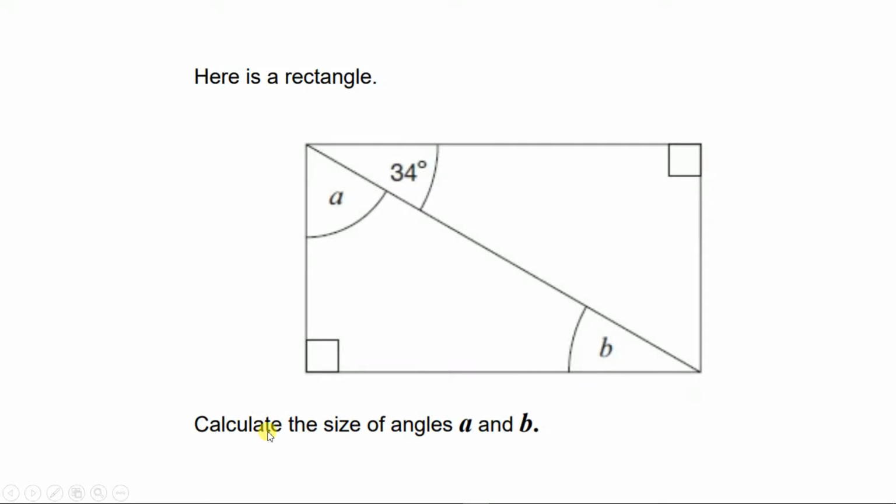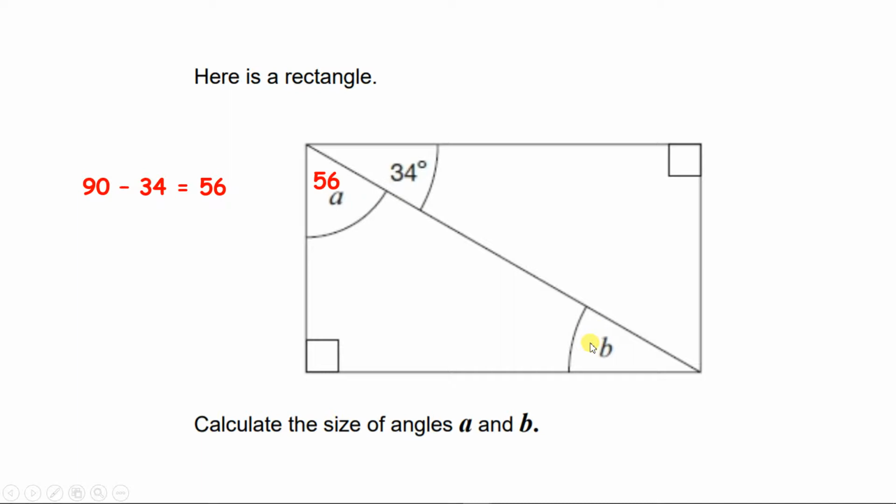So here we need to calculate the size of angles A and B. Now you might notice that angle A is part of a right angle, because in rectangles the corners are always right angles, always 90 degrees. And if we know that one of the angles is 34, we can work out the other one by subtracting it from 90. So 90 minus 34 is 56, which means angle A must be 56 degrees, because if you add 56 degrees and 34 degrees, you get 90 degrees, and that's a right angle.